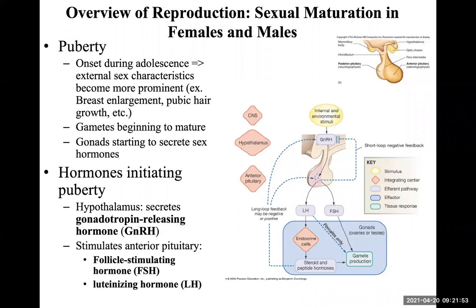So GnRH at puberty is made and secreted by the hypothalamus, and then it gets into the blood and travels to the anterior pituitary gland, where it stimulates the anterior pituitary gland to secrete two very important hormones. Those hormones are follicle stimulating hormone, the acronym of which is FSH, and I will often just default to using FSH, and another hormone called luteinizing hormone.